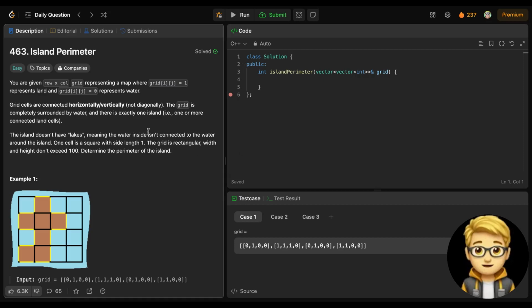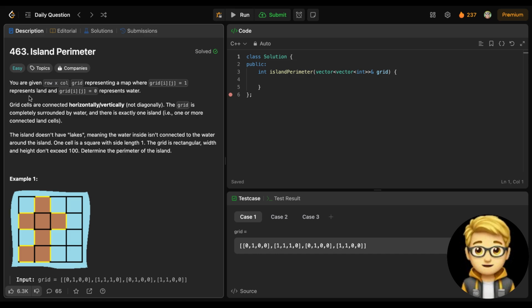This is Island Perimeter. This is marked as an easy problem, but it is the most basic problem you need to solve if you want to start any graph problem or recursion, right?